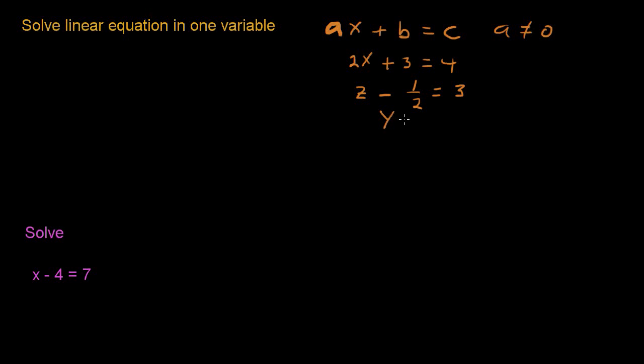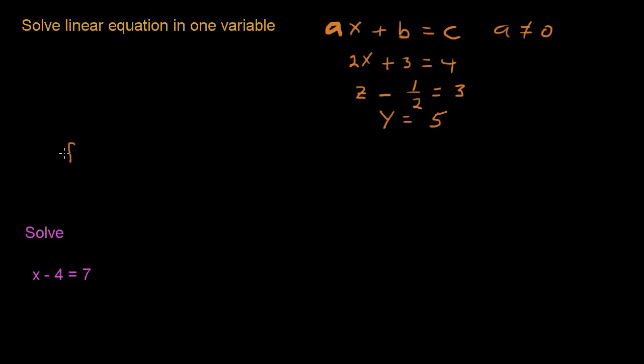Let's do a third. How about just y equals 5? Well, in this case, a is 1, the variable is y, b is 0, and c is 5. So even this very simple equation is an example of a linear equation in one variable.